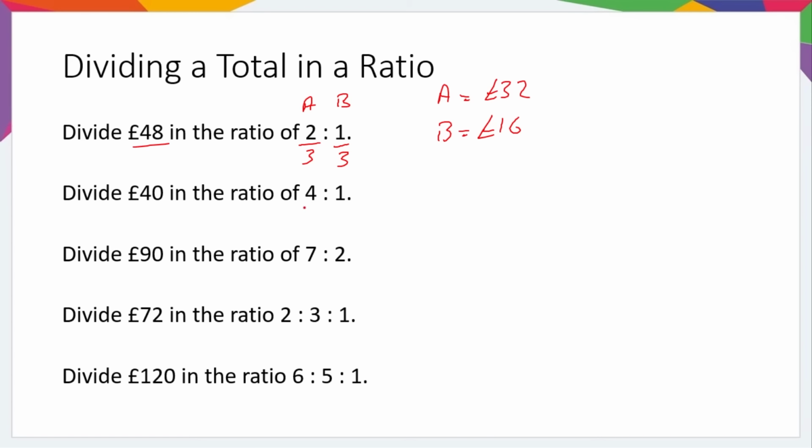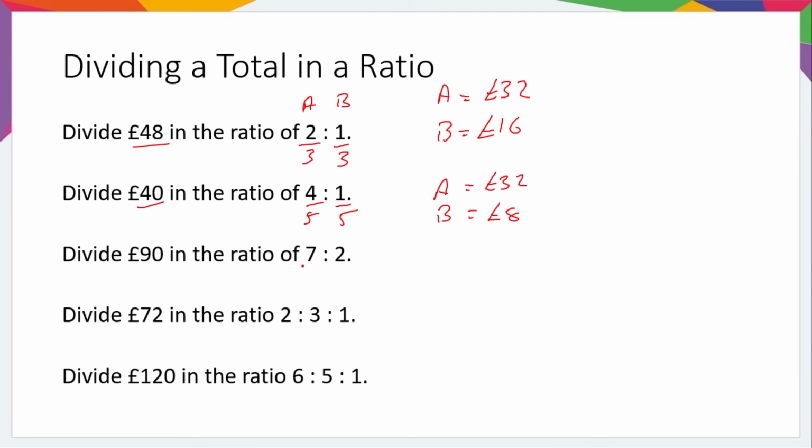Person A in the next example will get 4/5, and person B 1/5. We're dealing with fifths because 4 plus 1 is 5. So person A will receive 4/5 of 40, and person B will receive 1/5 of 40. Well, 1/5 of 40 is £8. So if 1/5 is 8, 4/5 is going to be 4 times 8, which is 32. And again, 32 plus 8 equals the 40. So we know we've allocated the funds correctly.